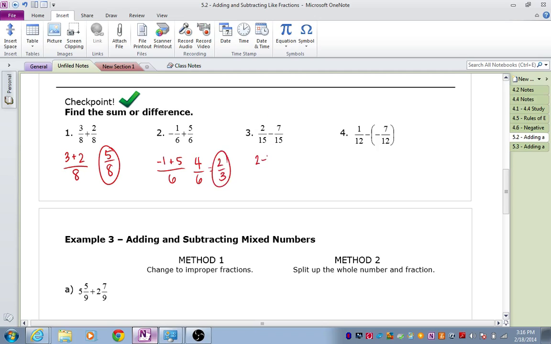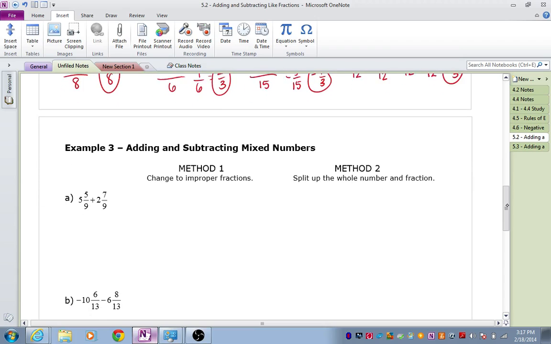We have 2 minus 7 over 15, but that's not your typical subtraction, so we're going to say 2 plus a -7, which means -5/15. And if we simplify that, we get -1/3. And finally, we have the minus the negative, so I'm going to rewrite it as 1/12 adding the opposite of negative 7/12, which is a positive 7/12. We get 1 plus 7 over 12, which is 8/12. And if we divide out 4, we get 2/3.